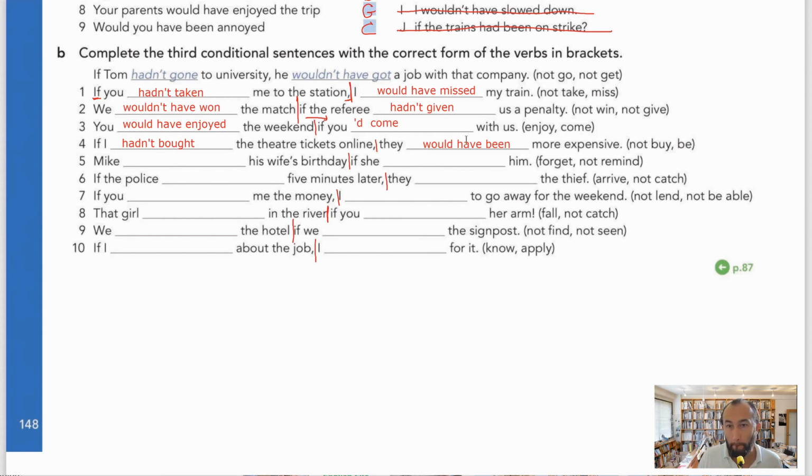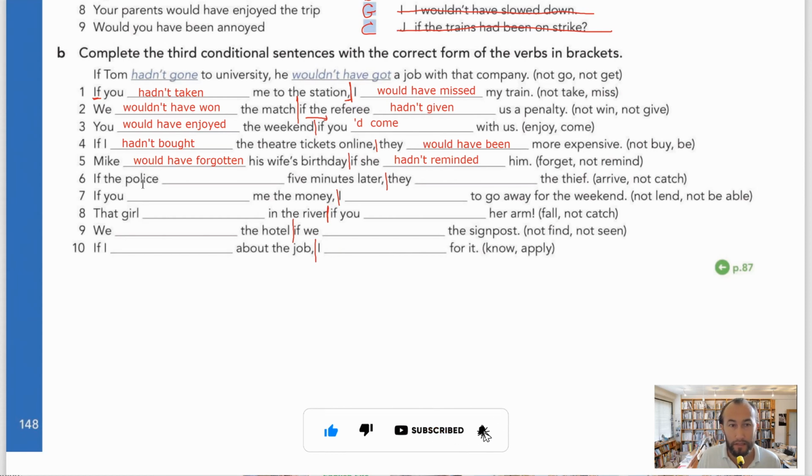Number 5, Mike forget. That's the result part. So Mike would have forgotten, right? Would have forgotten. Mike would have forgotten his wife's birthday if... Now the if part is starting, past perfect. If she, so negative, not remind becomes if she hadn't reminded him. If she hadn't reminded him.